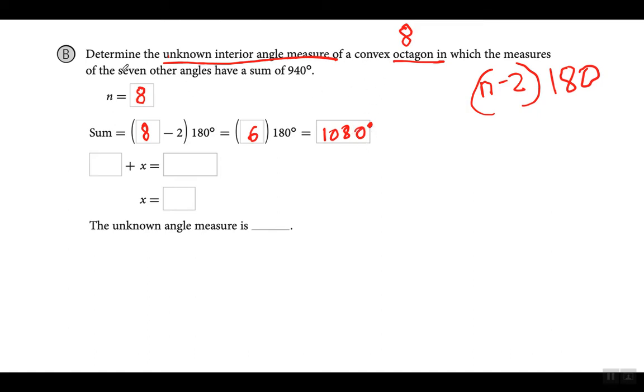Now look what it says here. When you add up the 7 other angles, they equal 940. So my equation would be this: the 7 other angles plus the angle that I don't know. Because in total, an octagon has 8 sides and 8 angles. The 7 angles that I know, when you add them up, you get 940. The 8th angle, I don't know what it is. But when you add all this up, it has to equal 1080, because that's what the sum of the interior angles of an octagon has to give you.